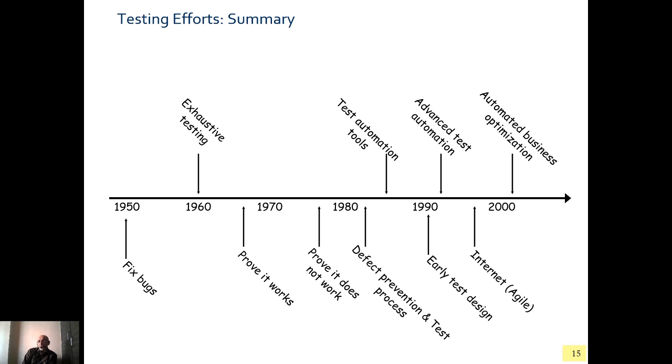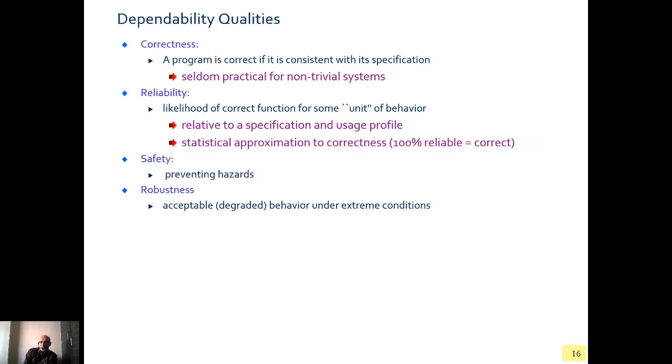Then from the year 1983 onwards, test automation tools came into the scenario. But the advancements were not really effective. And then in 1990, early test designs, advanced test automation, and then the internet matured enough, and then optimized business scenarios came about, resulting as an outcome from the year 2000 onwards.